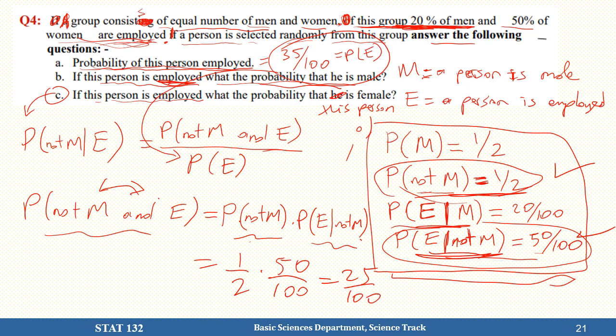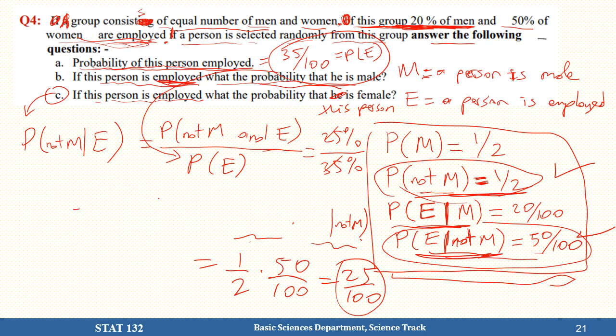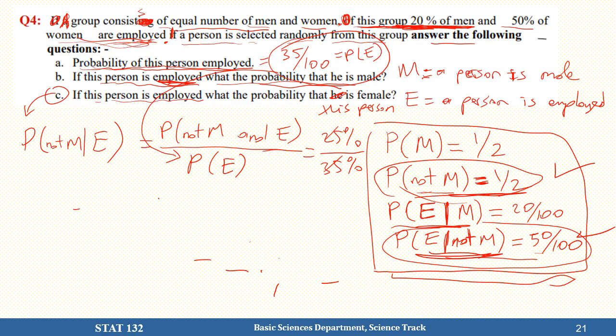And then we can write the probabilities. This is 25%, the first one, and this one is 35%, and this will give you just 5 over 7. It will be 5 over 7. So this was 2 over 7, I guess. This was 5 over 7, and this is 35 over 100.